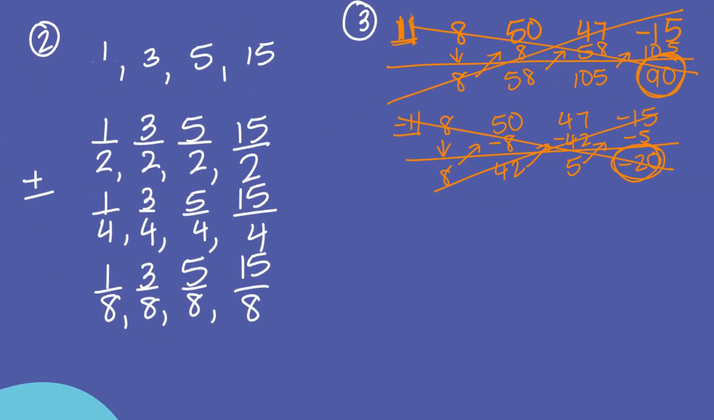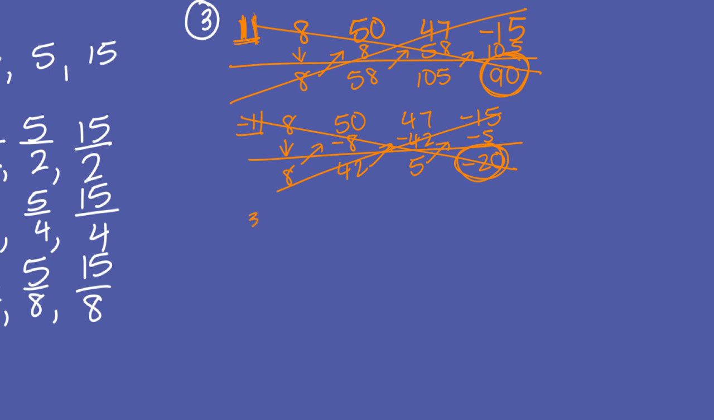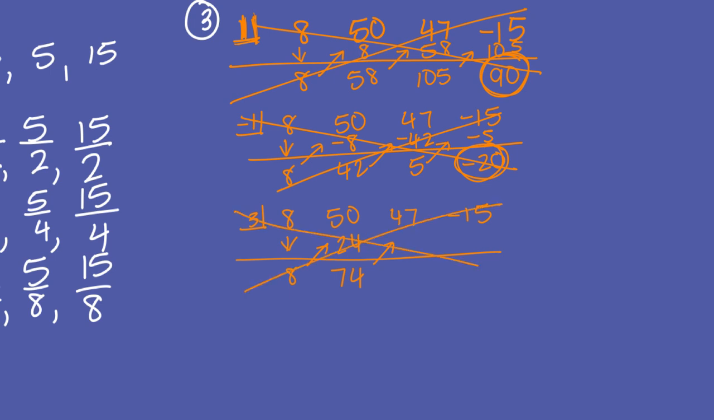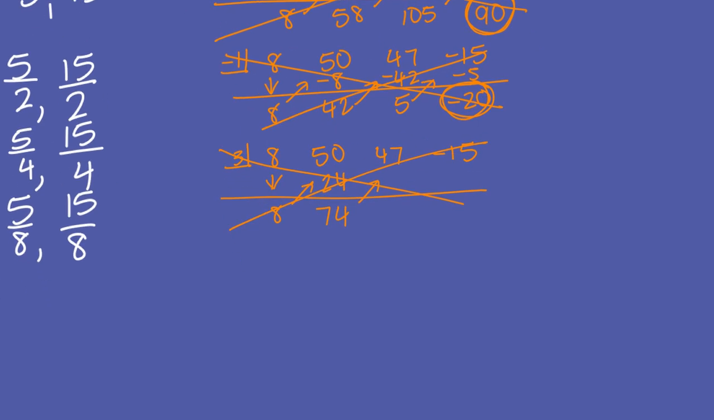Going on to the next one, I have 3. Trying a positive 3, I'm going to have 8, 50, 47, negative 15. Again, it's trial and error. Bring that 8 down. I'm going to get 24, 74. Just looking at it, I can see this is not 1 because it's going to give me a larger and larger number, and I'm not going to get a positive 15. So 3 is not a possible option. Let's go ahead and try negative 3.